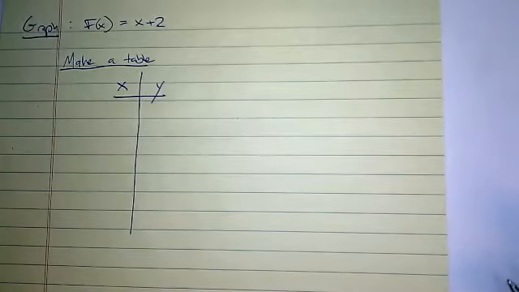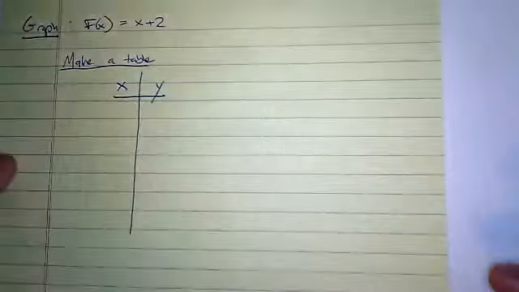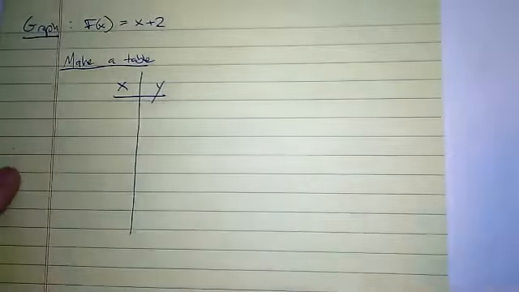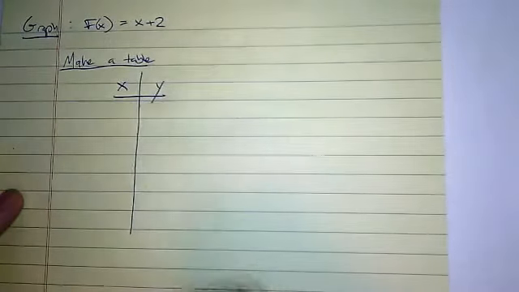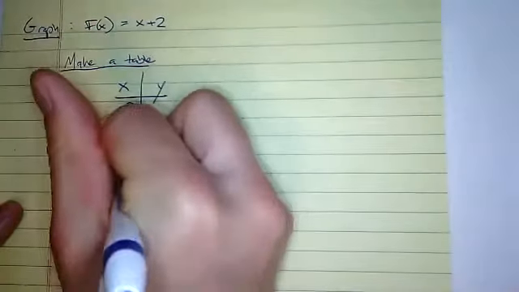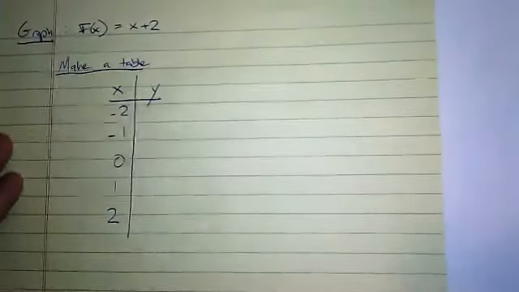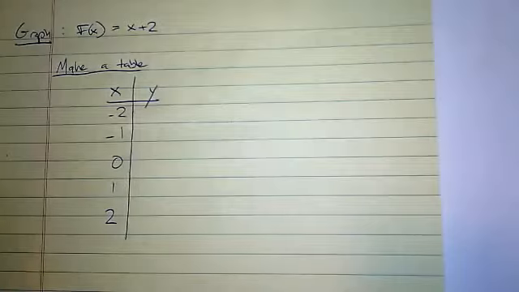There's no right or wrong x values to plug in. You just want to plug in x and y values that you think will give you an idea of what the graph looks like, right? So I'll do -2, -1, 0, 1, and 2. Okay? And so now my f of x is my y.